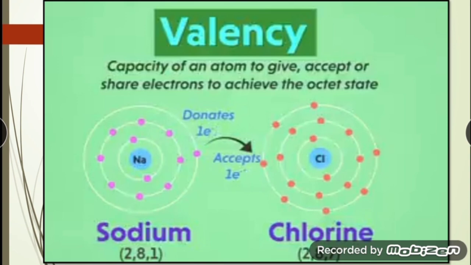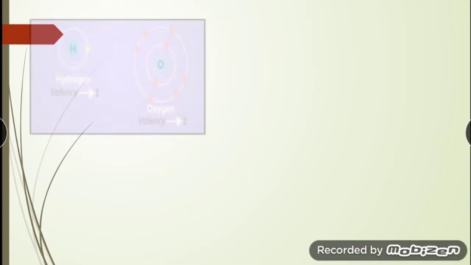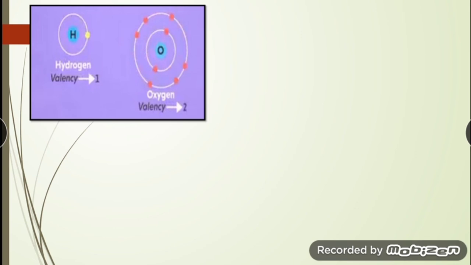So in this way we can say that the valency of sodium is 1 and the valency of chlorine is also 1. This helps in the bond formation by which a molecule of NaCl, that is sodium chloride, is formed. Now children, it is not necessary that atoms having the same valency always combine to form a bond.